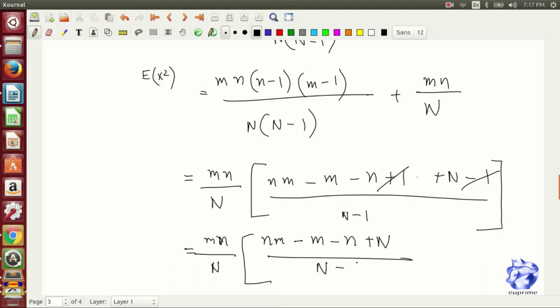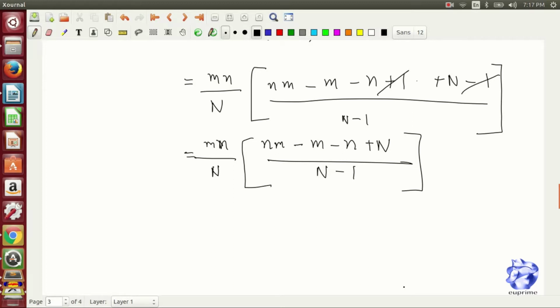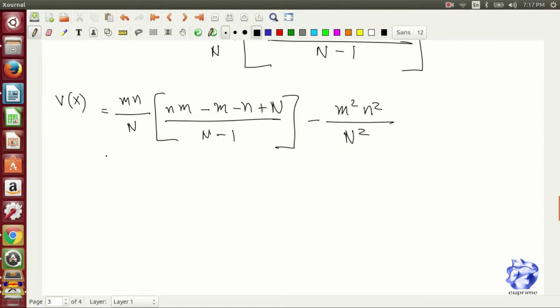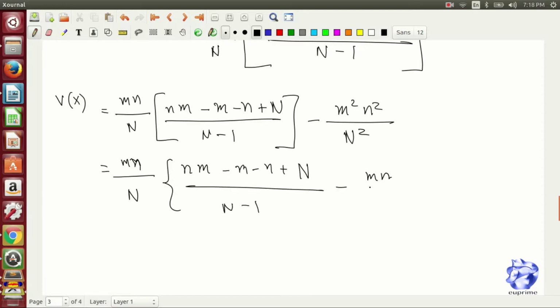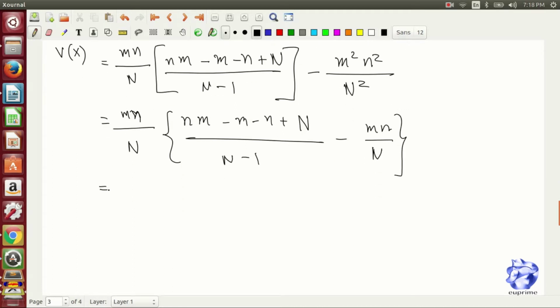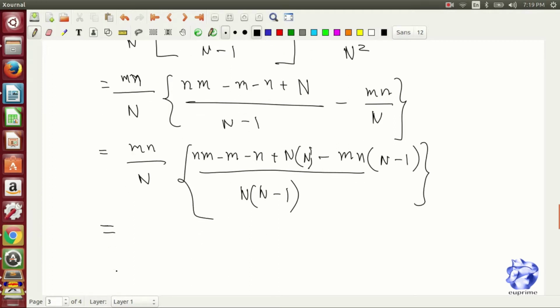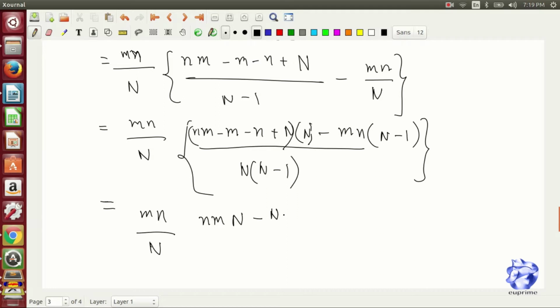Now we calculate the variance. Variance, as I told earlier, is defined as expectation of x square minus mean square. Expectation of x square is what we got in the previous step. Simplifying this further, taking mn by capital N common, and then normal LCM simplification after this.